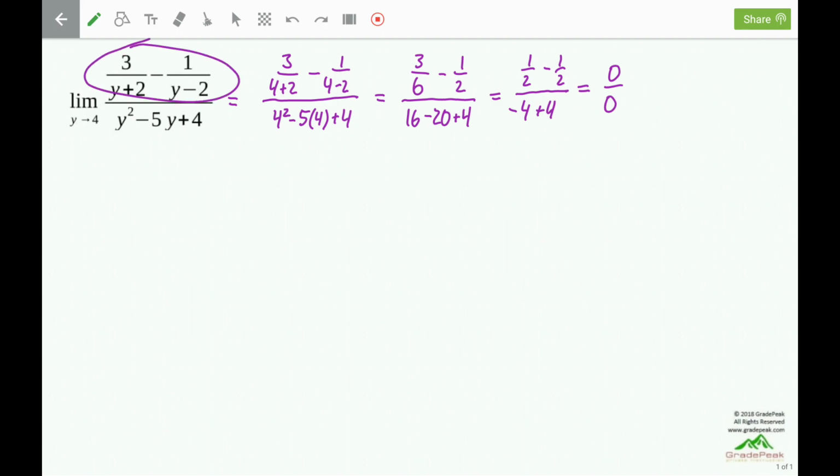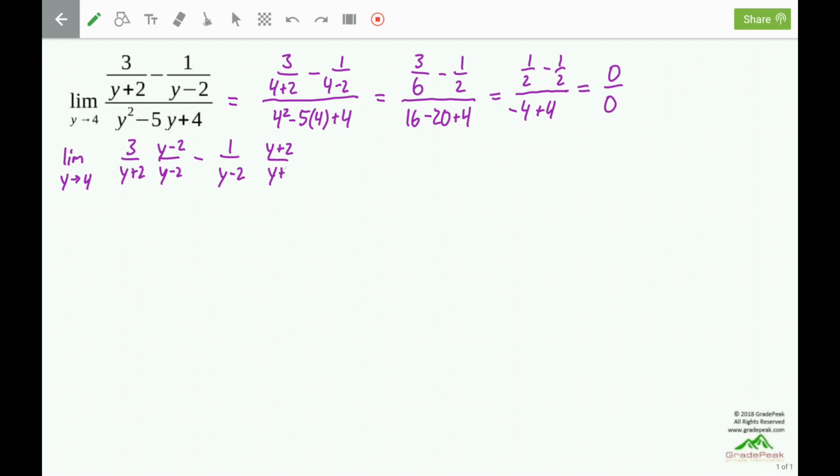And we do have fractions within here, so we're going to try to get a common denominator between those two. The common denominator between those two will be a y plus 2 times a y minus 2. So we're going to multiply the first term by y minus 2 over y minus 2, and we're going to multiply the second term by y plus 2 over y plus 2, forms of 1, to give them the common denominator. The overall denominator we're not going to do anything with just yet.